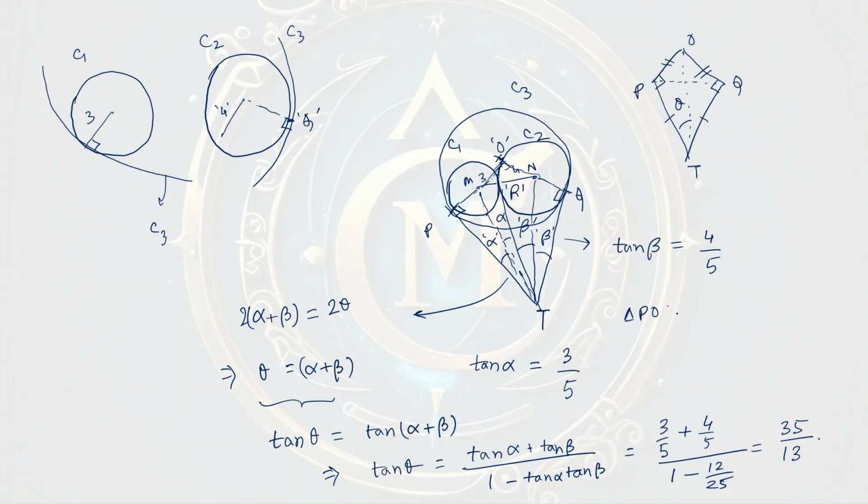Now from this diagram, if we look closely, I am looking at triangle POT. Triangle POT is like this. This is the point T, this is the point P, this is the point O. So OP is the radius of the circle C3. Let us call this radius as R. And PT length is already known to us. It is of the length 5. And this angle, as we discussed, is theta. So from this triangle, as this is right angle here, we can say that tan of theta will be R by 5.